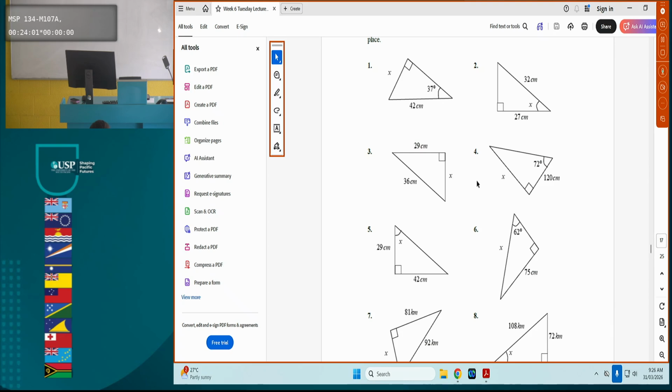Just walking across, I'm still seeing people having problems with labeling the sides. I thought we had tackled that yesterday. We discussed that yesterday, so I'm not sure whether you didn't understand what I was explaining, or you were missing from the lecture yesterday. One of the two.